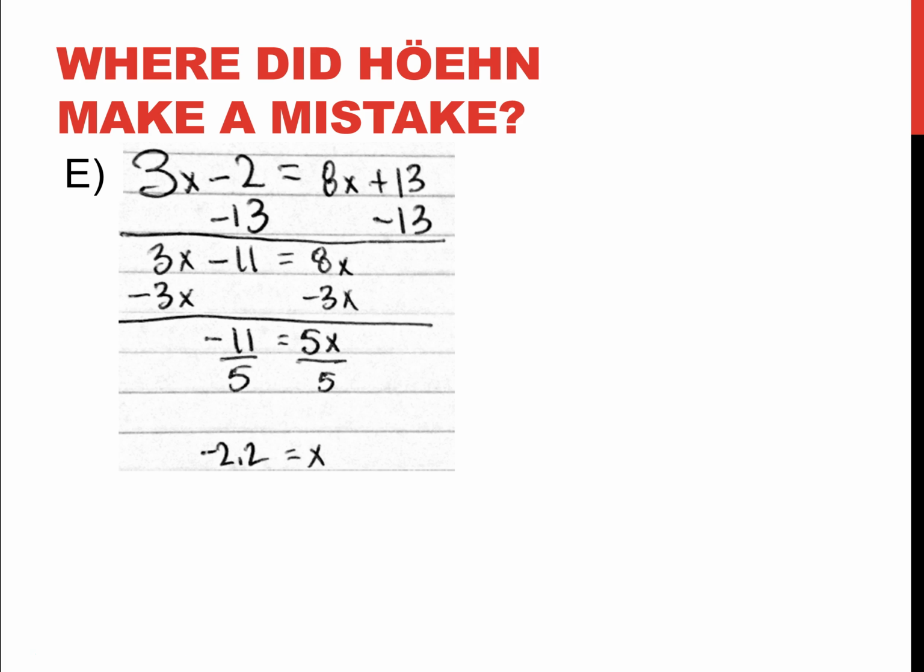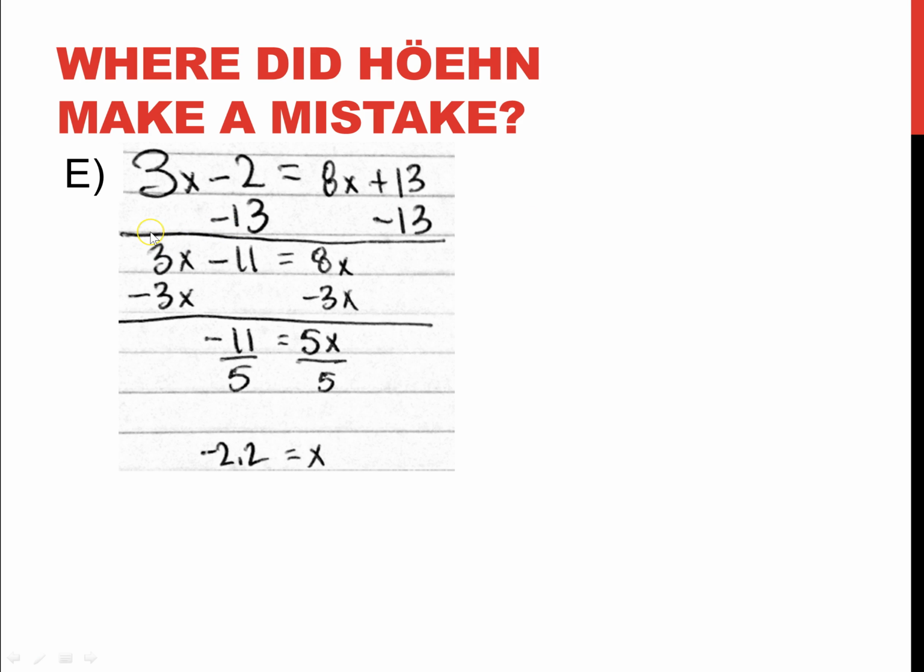So I love playing this game in my class. For example, it's "Where did HÖEHN make a mistake?" So my equation is 3x minus 2 equals 8x plus 13. Now, I'm going to read my steps on this equation as if I did them all correct, even though we know HÖEHN made a mistake. So the original equation is 3x minus 2 equals 8x plus 13.